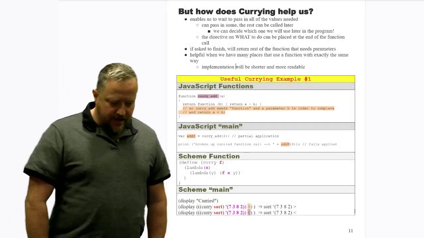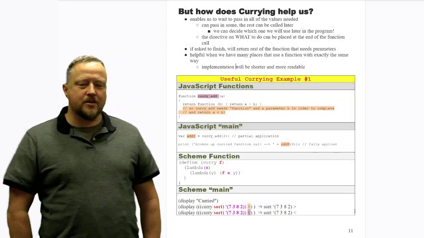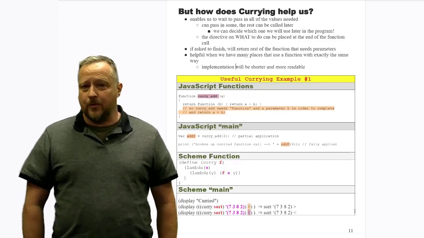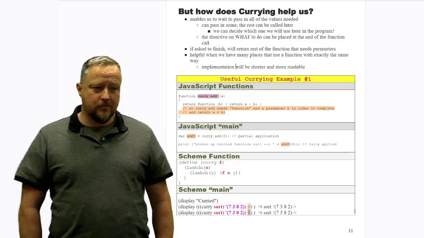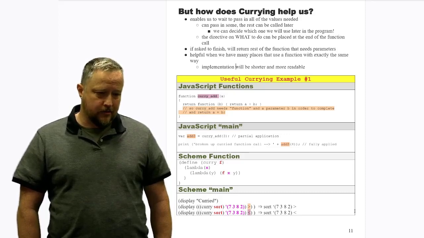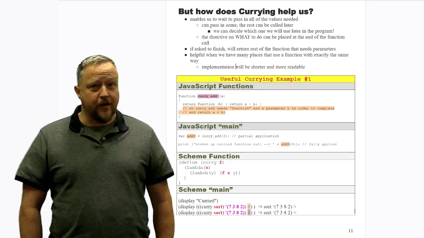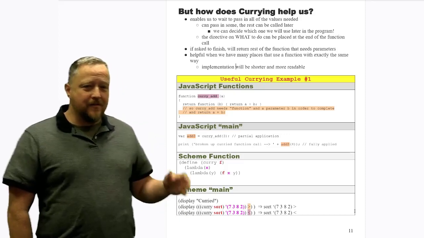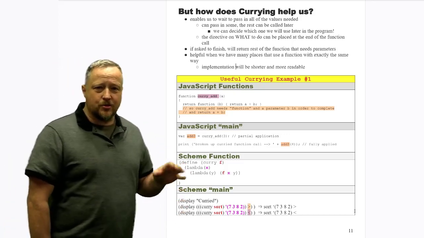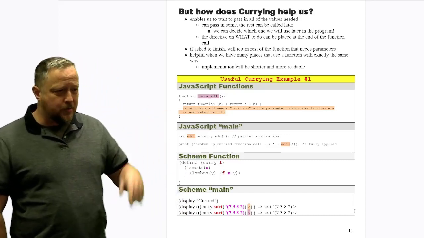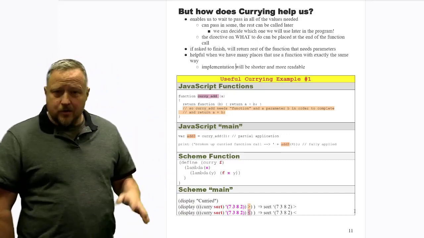How does currying help us? This one's a tough one, because there's a lot of programming languages that really don't work with currying, or they don't work with it very well. Like, you haven't seen any C++ or Java or anything else like this. It's always been some, I wouldn't say obscure, especially with JavaScript, but with Scheme, it's more obscure.